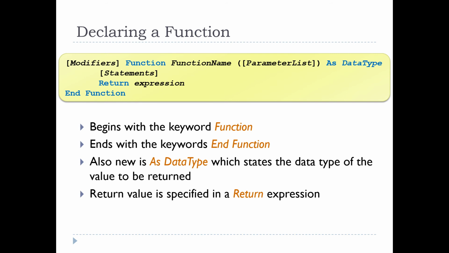age. So age will be an integer number. So therefore this could be as integer, and then return the age. So the age has to be an integer number. You have to match the data type. So you cannot return a double or a string. Okay? Has to match the same type.